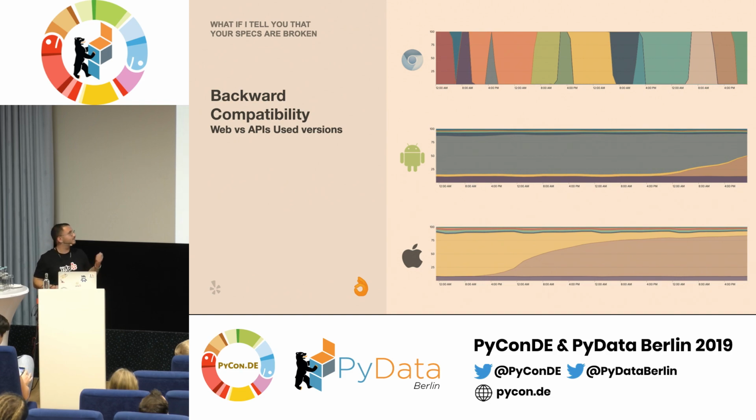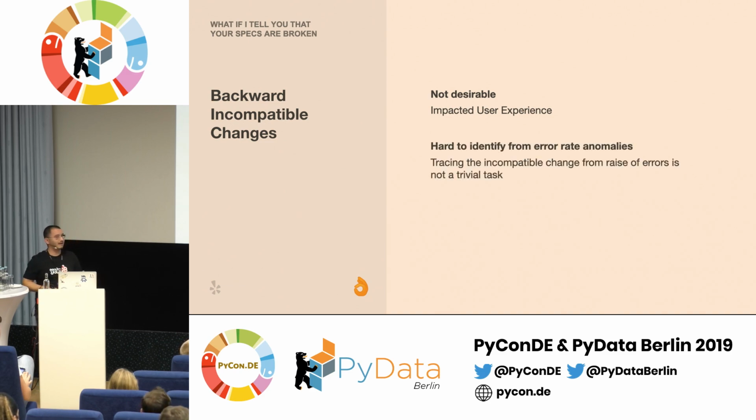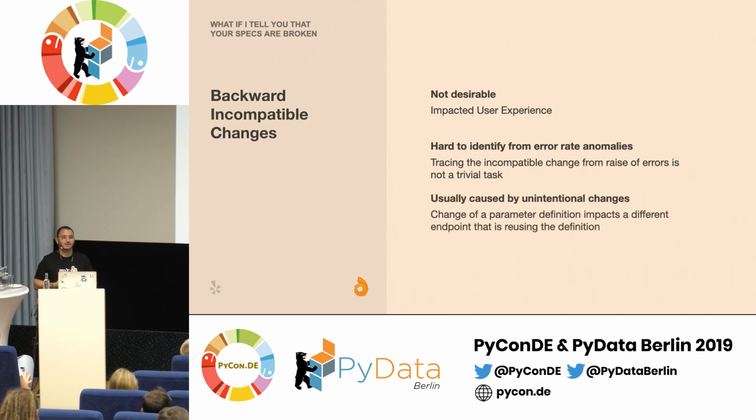So at this point, the question is, for mobile applications specifically, are you ready to give up on that percentage of users? And especially if it's a small change, maybe you don't want to do that. Backward incompatible changes are not something that you would like to have. They impact user experience. Maybe the application starts to crash, and that's not great. They are also hard to identify, especially if you publish the specs before you implement the backend change, and they are usually related to changes on the specs that weren't really intentional from the developer.